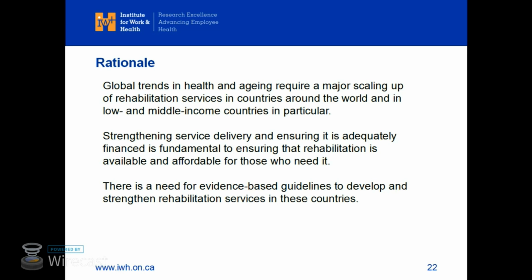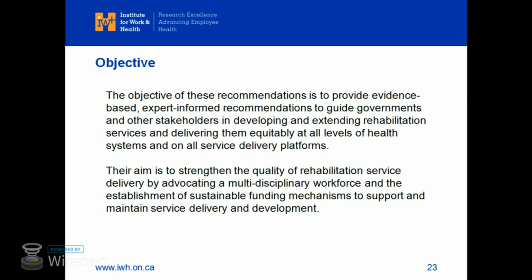So the objectives of the recommendations were to provide the guideline to guide governments and other stakeholders in developing and extending rehab services and delivering them equitably at all levels of health systems. The aim was to strengthen the quality of rehab services by advocating a multidisciplinary workforce and the establishment of sustainable funding mechanisms to support and maintain service delivery and development. So again, this emphasis on service delivery.